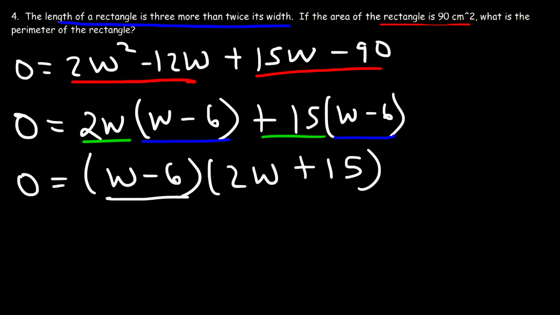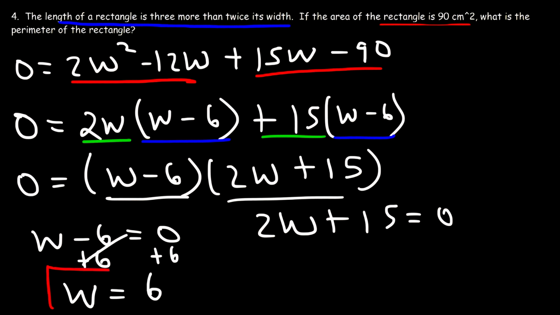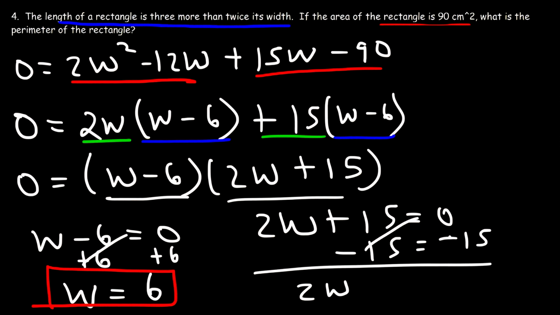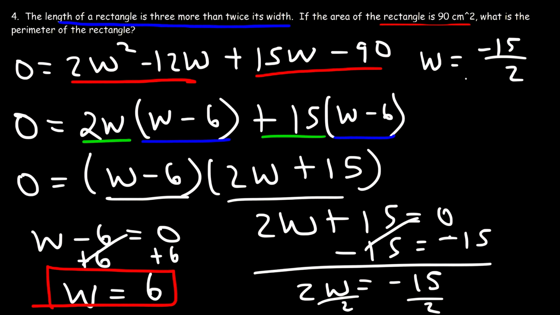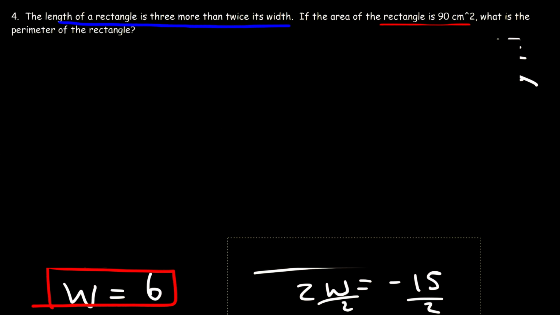And so at this point, we can now calculate the value of w. We need to set each factor equal to 0. So w minus 6 equal to 0, and 2w plus 15 is equal to 0. Here we need to add 6 to both sides. So we get this answer, w is equal to 6. And for the other one, first we need to subtract 15 from both sides. So 2w is equal to negative 15, and then we can divide by 2. So we get a negative answer for w, which we're not going to use. Real-life objects tend to have positive side lengths.